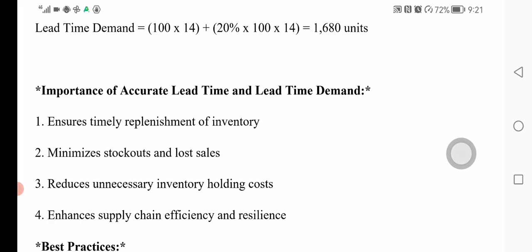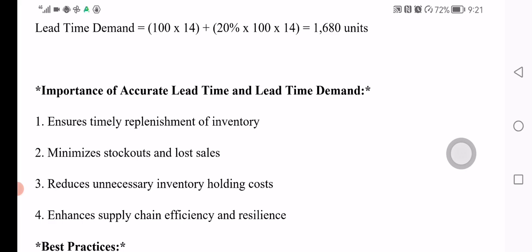It also reduces unnecessary inventory holding cost, because when you have a precise calculation of your lead time and lead time demand, you will not hold excessive inventory. Excessive inventory leads to obsolete stock, holding cost, storage cost, rent, utility bills, etc., and labor cost also.